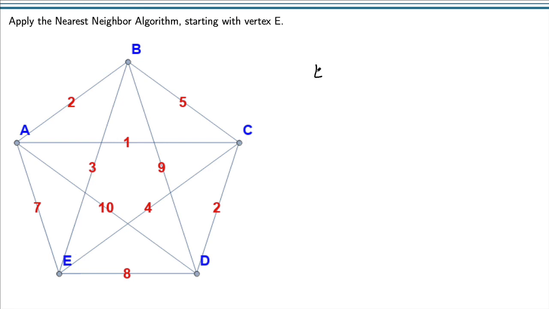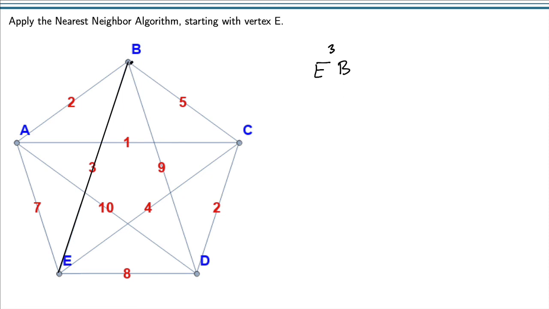All right, we are starting with E. And from E, we pick the edge that has the smallest weight, and that is from E up here to B. That edge has a weight of 3, and so I go from E to B. I'll go ahead and put my weight there of 3 over that connection.